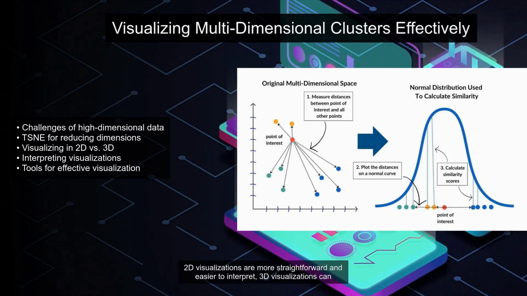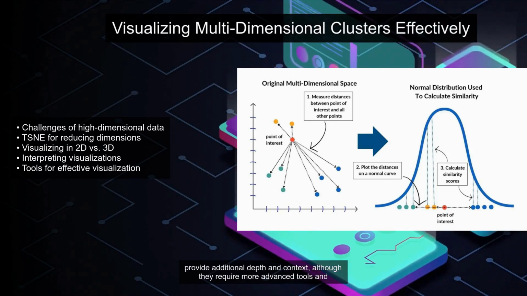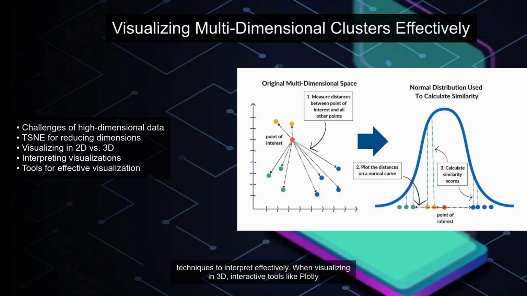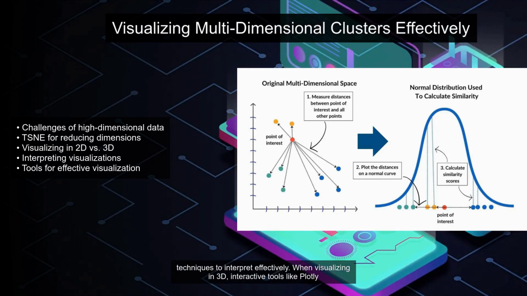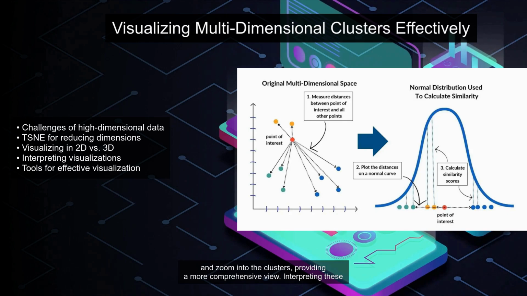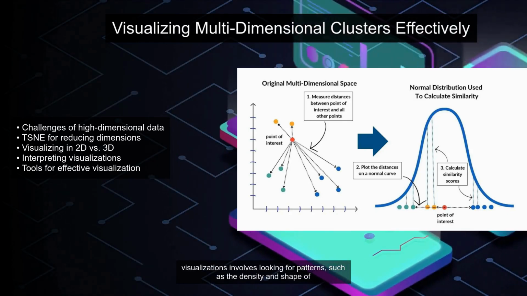While 2D visualizations are more straightforward and easier to interpret, 3D visualizations can provide additional depth and context, although they require more advanced tools and techniques to interpret effectively. When visualizing in 3D, interactive tools like Plotly or Matplotlib in Python can offer features that allow you to rotate and zoom into the clusters, providing a more comprehensive view.